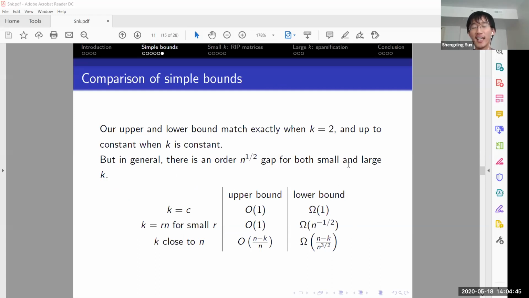Now if we compare the two bounds, we see that when k equals 2, they match exactly. In general, if k is a constant, they also differ by a constant factor. But in general, there's a roughly square root n gap for both small k and large k. Small k here means a small fraction of n, and large k means close to n, which will be a constant as well.